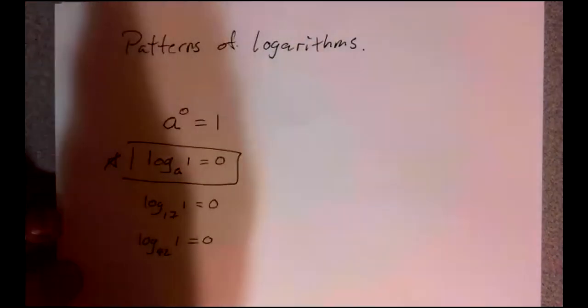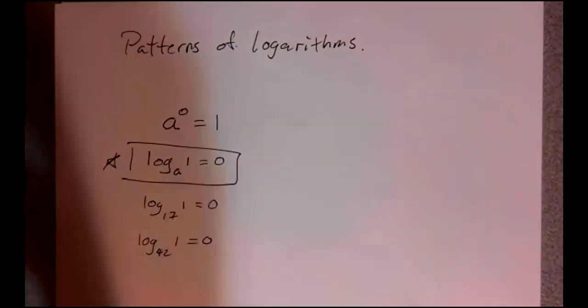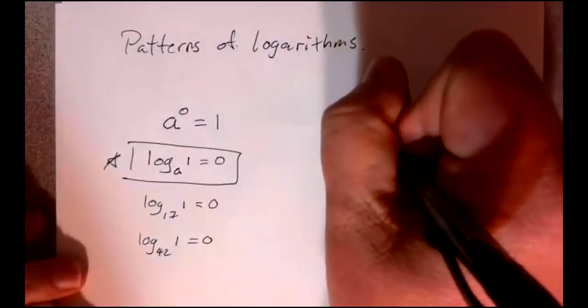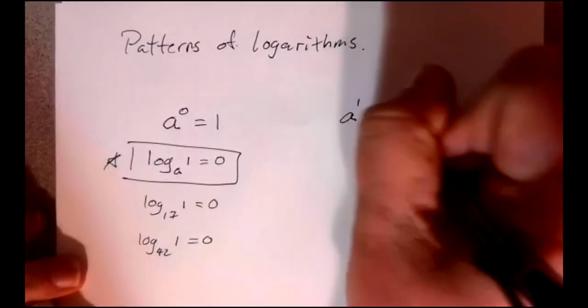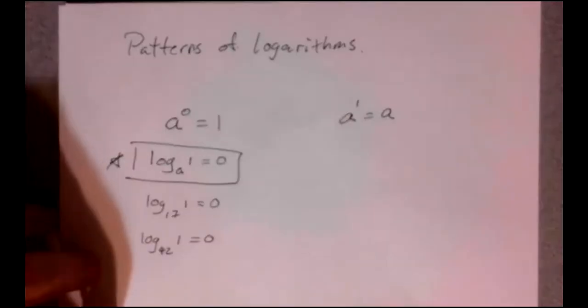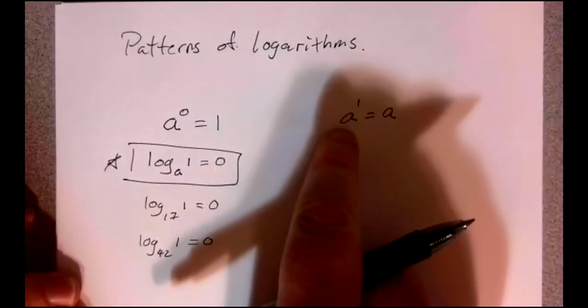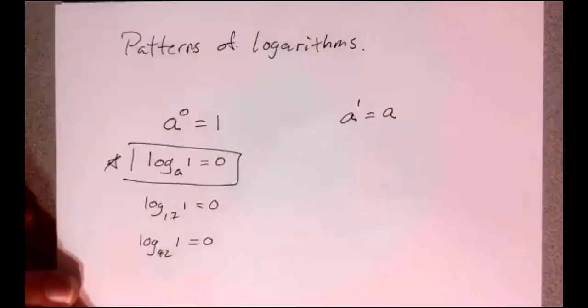What about another exponential property? It's not really a property so much as an understanding. We could say that any number raised to the first power equals that number. So like 17 to the first power is 17. Negative 45.62 raised to the first power is negative 45.62. It really doesn't matter what that number is. As long as we raise it to the first power, it's going to equal that number.